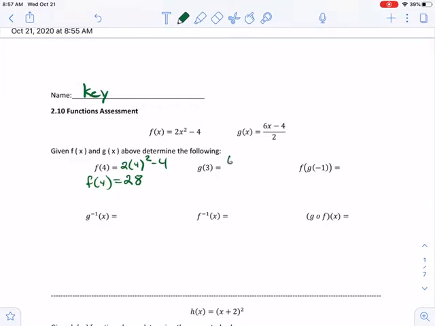G of 3 means take 3 and plug it into this expression. And if I crunch that, 18 minus 4 is 14, divided by 2 is 7.